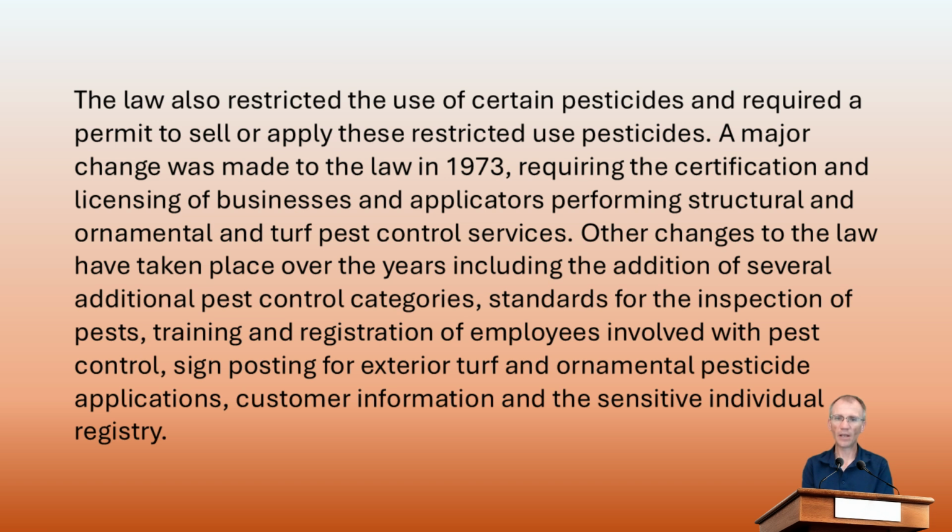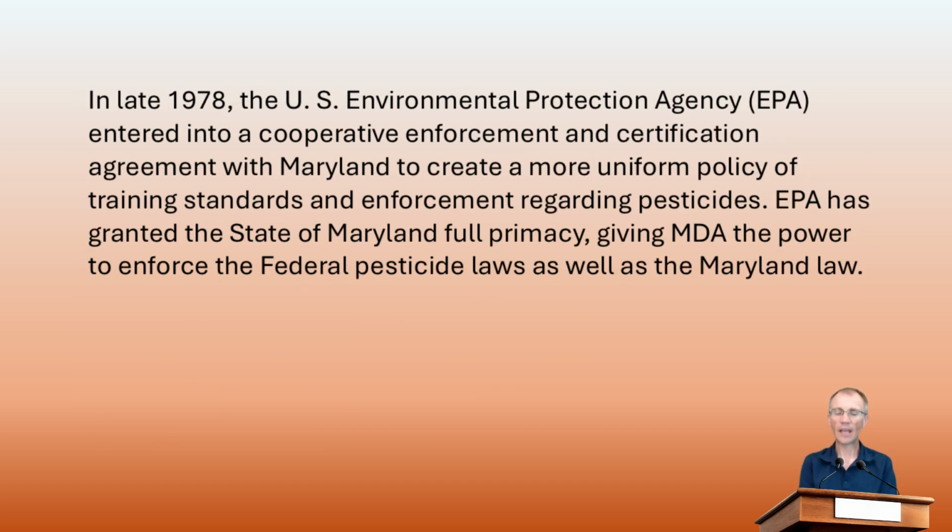Other changes to the law have taken place over the years, including the addition of several additional pest control categories, standards for the inspection of pests, training and registration of employees involved with pest control, signposting for exterior turf and ornamental pesticide applications, customer information, and sensitive individual registry. In late 1978, the U.S. Environmental Protection Agency, EPA, entered into a cooperative enforcement and certification agreement with Maryland to create a more uniform policy of training standards and enforcement regarding pesticides. EPA has granted the state of Maryland full primacy, giving MDA the power to enforce the federal pesticide laws as well as the Maryland law.